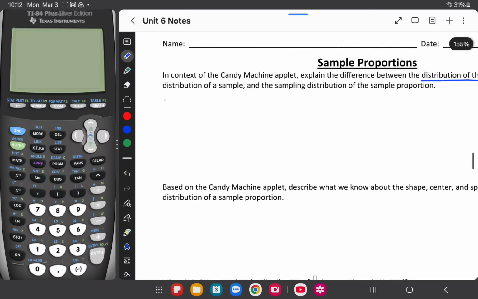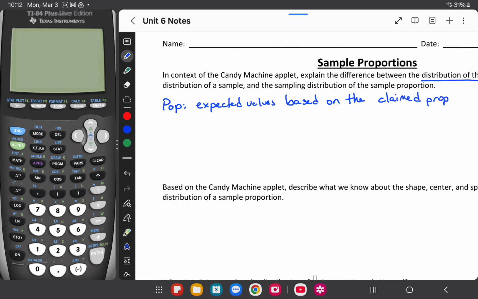So the distribution for your population is essentially the expected values based on the claimed proportion. In other words, what would you actually expect if that claim was true? So if they told you that 20% were orange, 30% were yellow, and the rest were red, then what would be your expected number for each of those in a sample of size 10? That would be the distribution of your population.